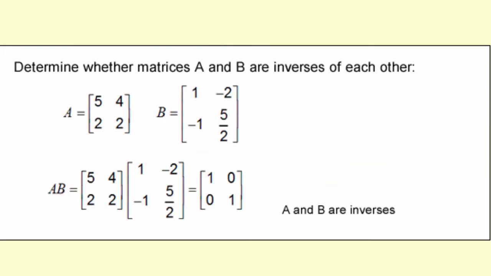Multiplicative inverses are two matrices that, if you multiply them together, you get an identity matrix. So here's an example, matrix A and matrix B, and you can see when they are multiplied together, you get the 2 by 2 identity matrix. So that's how you can tell if you have multiplicative inverses.